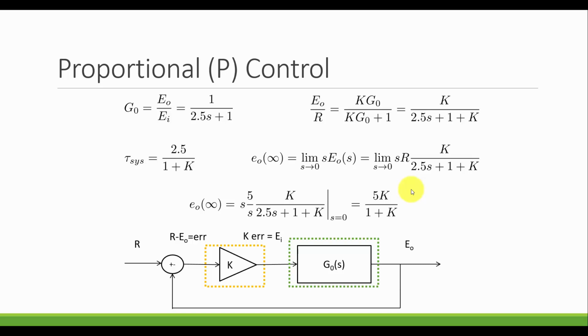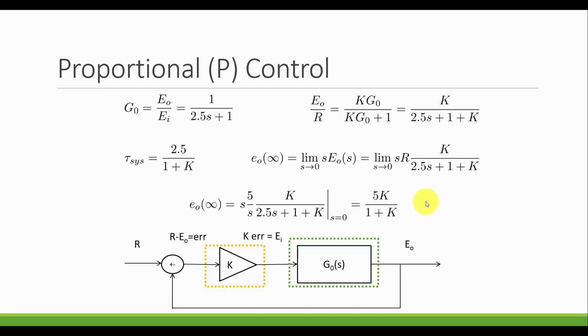So let's say I choose a very small gain. Just for simplicity, say I make K equal to 1, relatively small. Then I'm going to have 5 times 1, which is 5, on top, and 1 plus 1, which is 2, on the bottom. So I get 5 over 2. This is telling me that as time goes to infinity, my output voltage is only going to be 2.5 volts. However, my desire is that it's 5 volts.